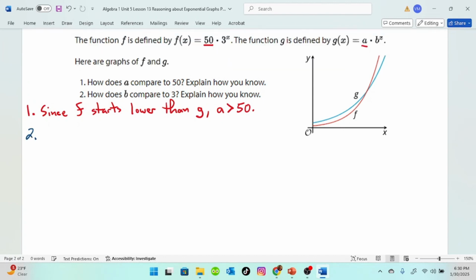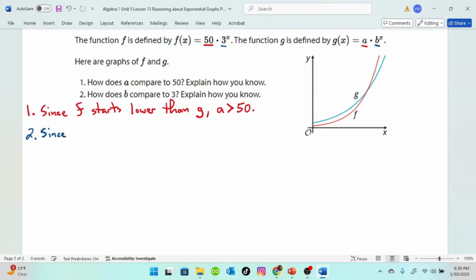Number 2, how does b compare to 3? Well, 3 is the growth factor for f, and b is the growth factor for g. And we can see that even though f starts lower, it quickly overtakes g. That means f is growing faster.